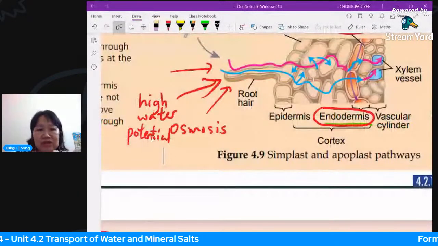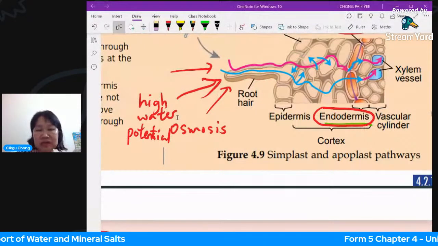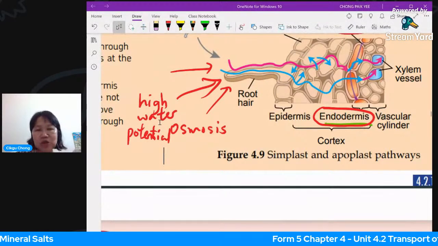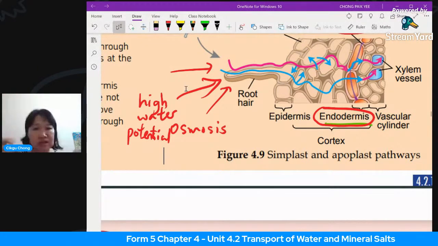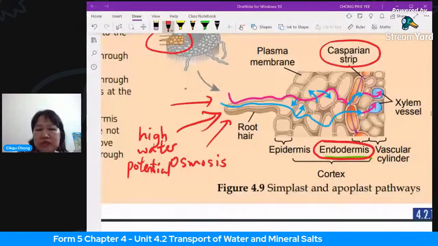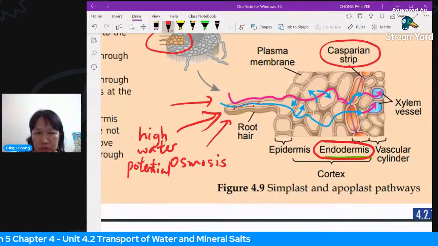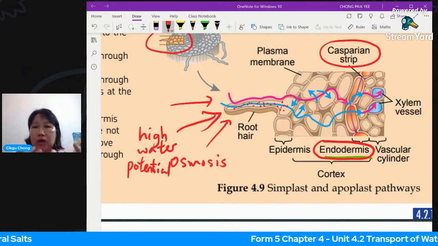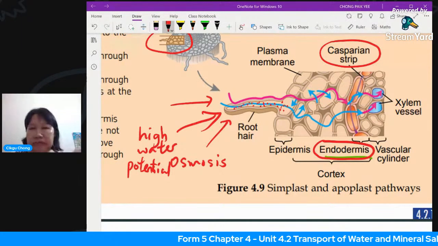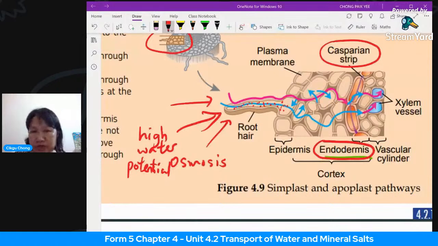High water potential. So the soil water always has higher water potential compared to the water in the cell. So now water moves in through the root hair. Imagine water has come in here. Once water has come in here, this becomes more water. That means it becomes hypotonic already. Now, let's see how it moves.